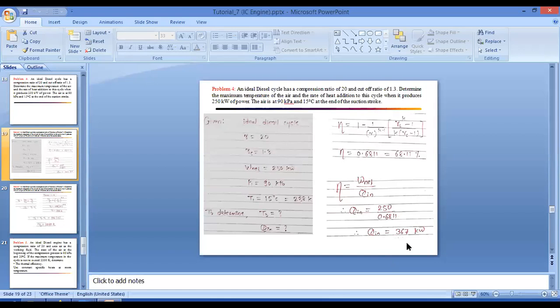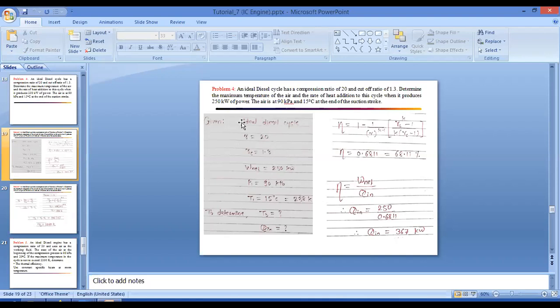But when you use Cp into T3 minus T2, the unit for that is kilojoule per kg. But the unit for heat over here is kilowatt. So it means that you need to calculate the mass flow rate. Now we don't have sufficient data to calculate the mass flow rate. So it is not feasible to use this equation of heat addition, that is Q in is equal to m Cp delta T, because mass flow rate m is not given. Okay, so for that, we will use a different equation.